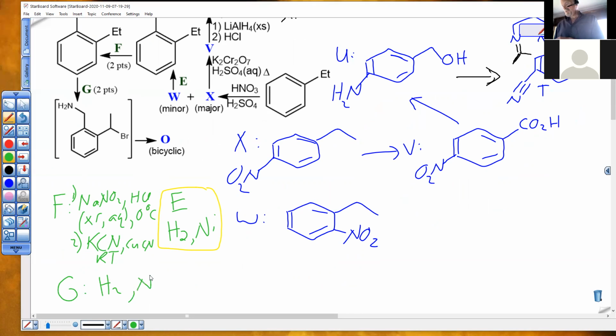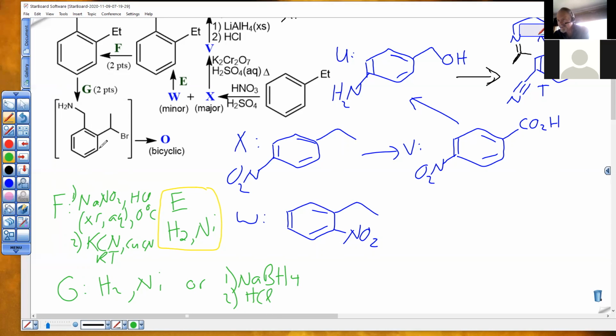H2 nickel, H2 platinum, H2 some transition metal. I would take sodium borohydride followed by HCl. That worked with the nitriles. That's a good G as well. And what I'm trying to tell you with the square parentheses there is that this is an intermediate. You probably wouldn't see any of this.